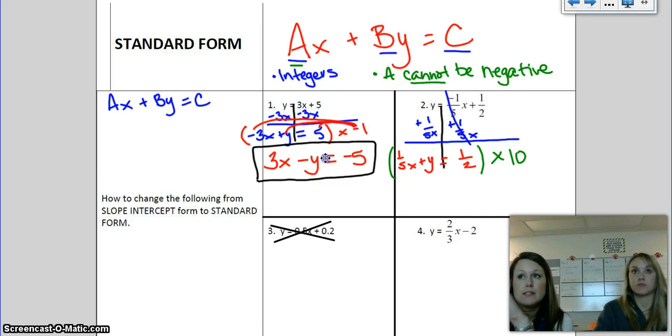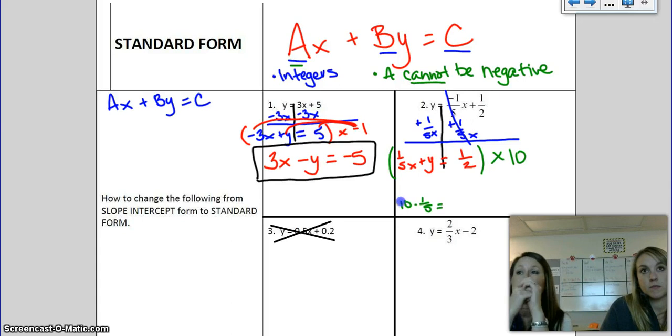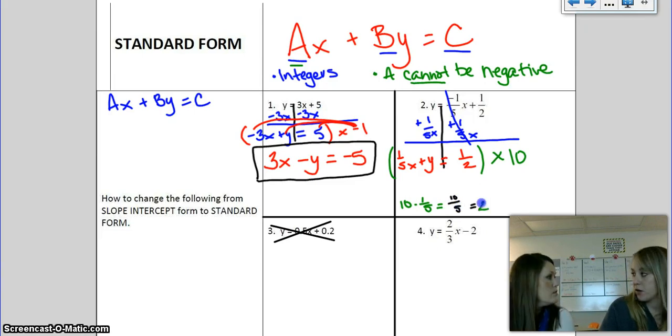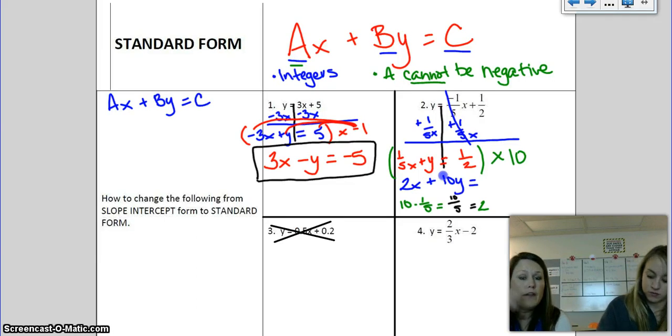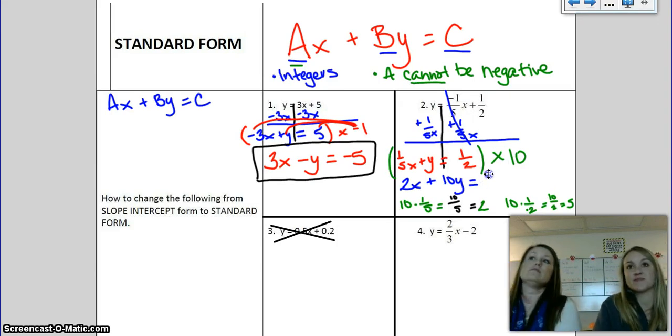Watch what happens. 10 times 1/5 is 10 over 5. That's going to give me 2. So it comes out to be a pretty number. So that x now is 2x, because 1/5 x times 10 is 2. Now I can do 10 times y. That's simple. 10 times y is 10y. And then 10 times 1/2, what's 1/2 of 10? 5. 10 over 2 equals 5. So then the final c is 5.